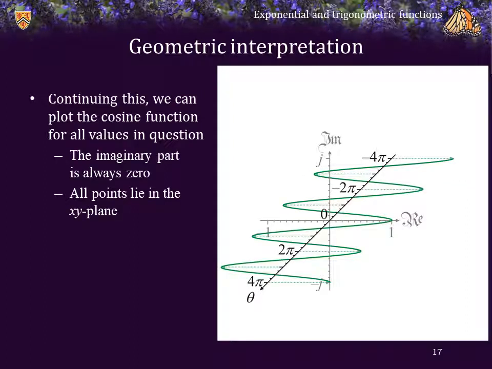Continuing this for all values of theta between negative 4 pi and 4 pi, we see a plot of cosine of theta as seen here. You will note that the z component is always 0, and thus the image or the value of cosine of theta always lies in the xy plane.